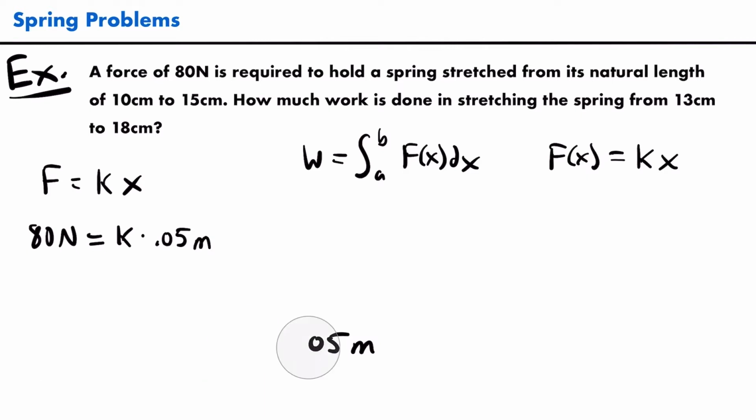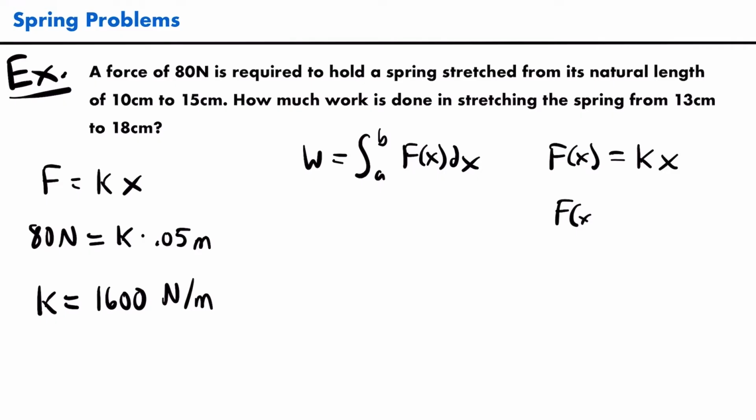All right, and so then we can solve for k, the spring constant. I'll divide both sides by 0.05 meters. And so 80 divided by 0.05 is 1600. And so the spring constant will be equal to 1600. And then the units will be newtons divided by meters, so we will have newtons per meter. Okay, and so 1600 can be plugged in for the spring constant for our force function. So capital F of x is equal to 1600 times x. And then we can use that in our work formula.